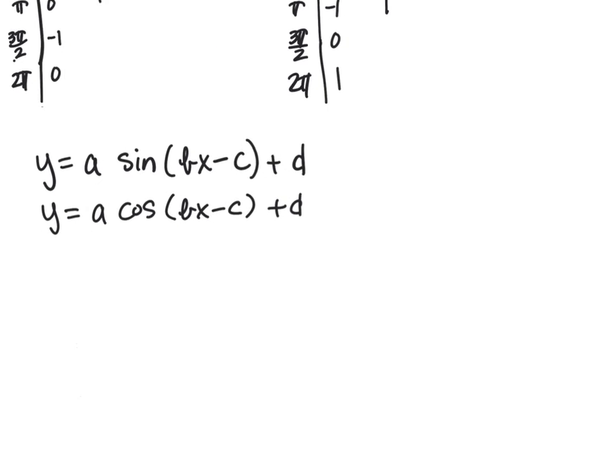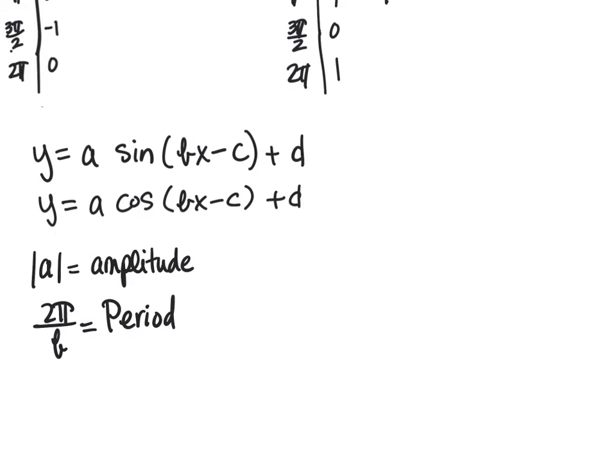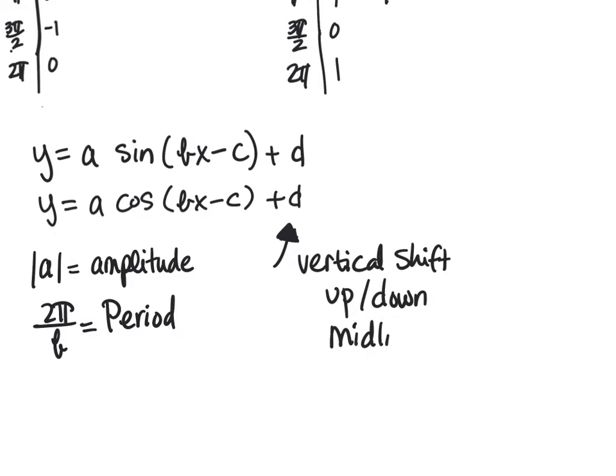So what you need to know, and I believe you guys have this down pat, is that the absolute value of A is called your amplitude. 2 pi divided by B is the period. And if you have this plus D out here, that is a vertical shift, so this would be up or down. That's your dotted line, your midline. That's easy enough to figure out. That's where your middle is.